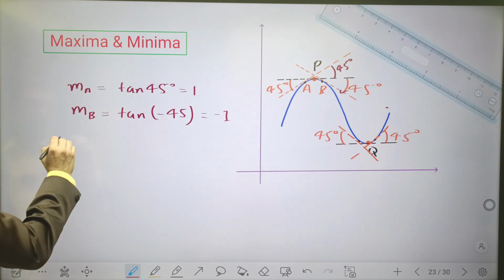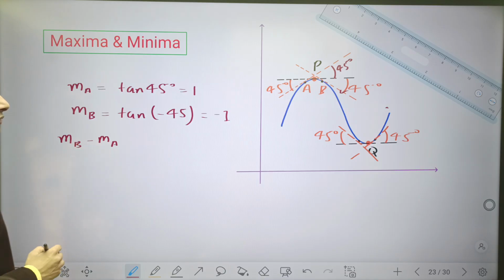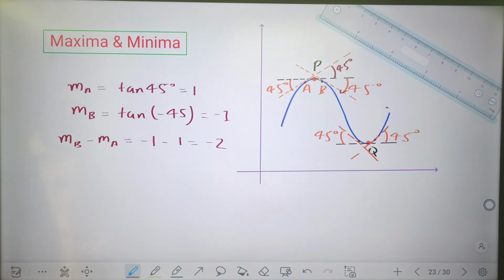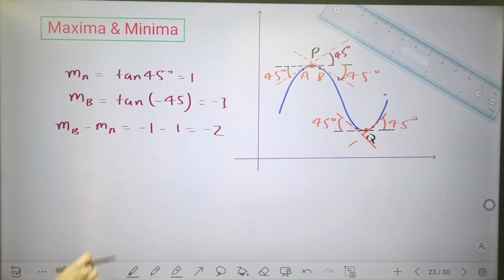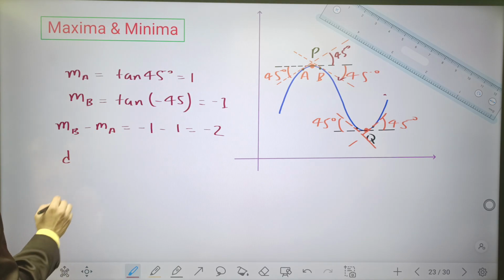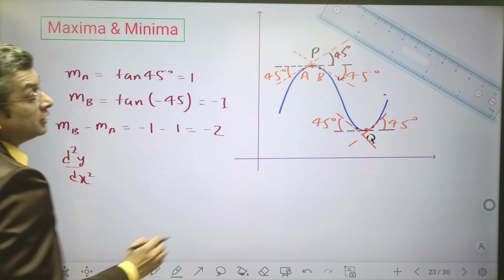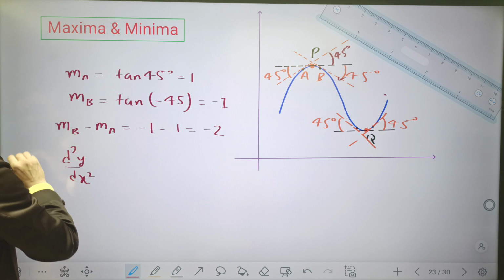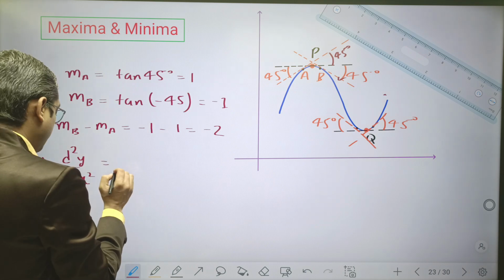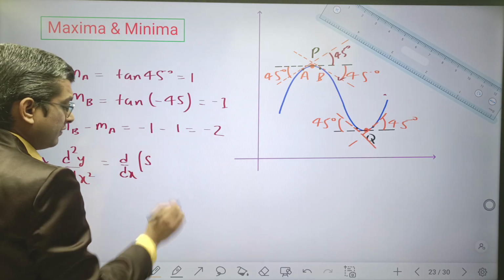So what is MB minus MA? This is minus 1 minus 1, which is equal to minus 2, isn't it? So this is nothing but the change in slope. So if I wish to find d square y by dx square at point P, its value is given by d by dx of dy by dx.